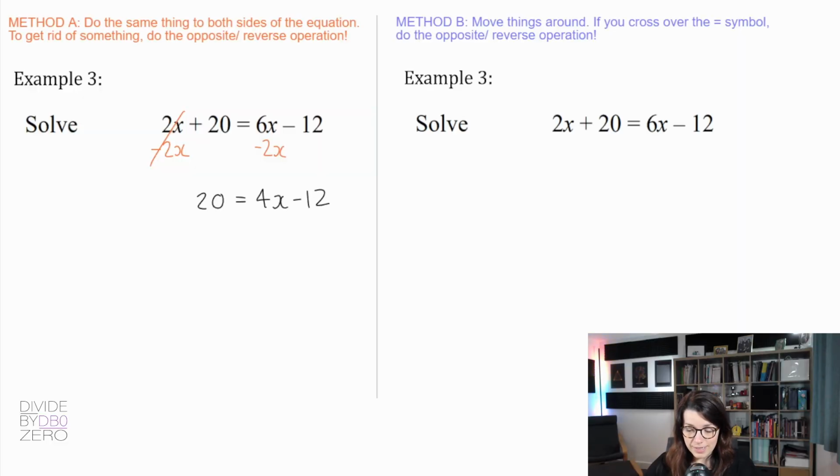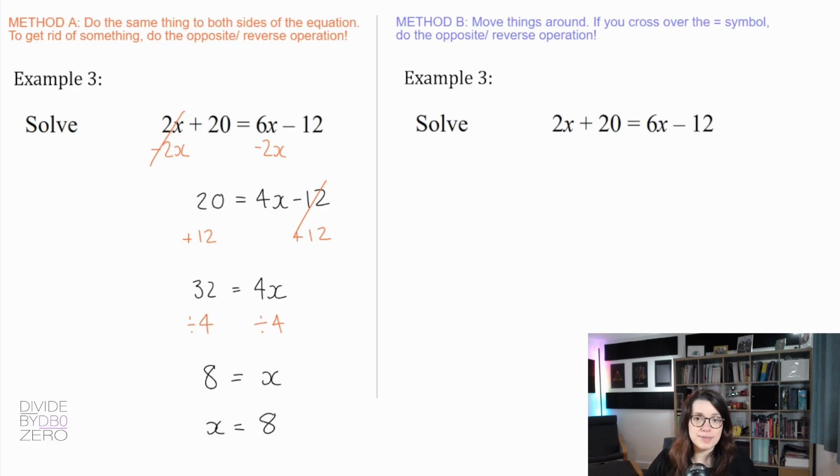I would then personally eliminate the minus 12 by adding 12 to both sides, which gives 32 equals 4x, and then divide by 4. x equals 8. Or 8 equals x. You can flip those around. It's up to you. Doesn't matter. Still the same answer at the end.